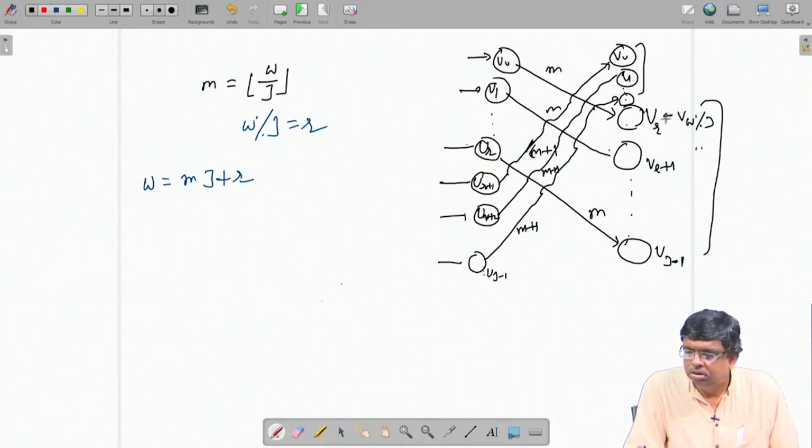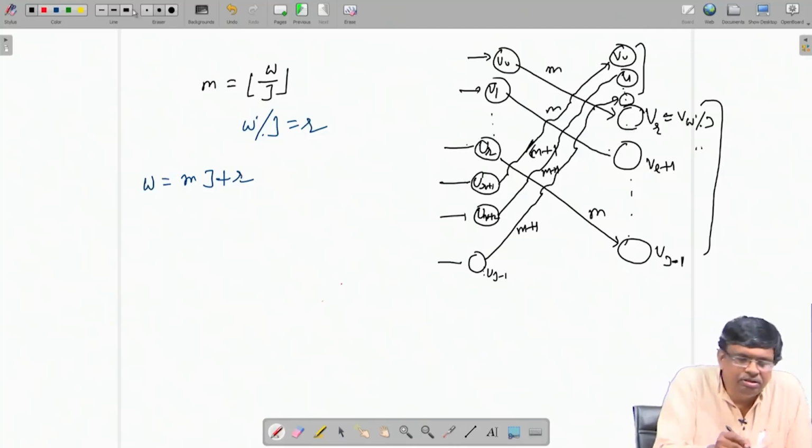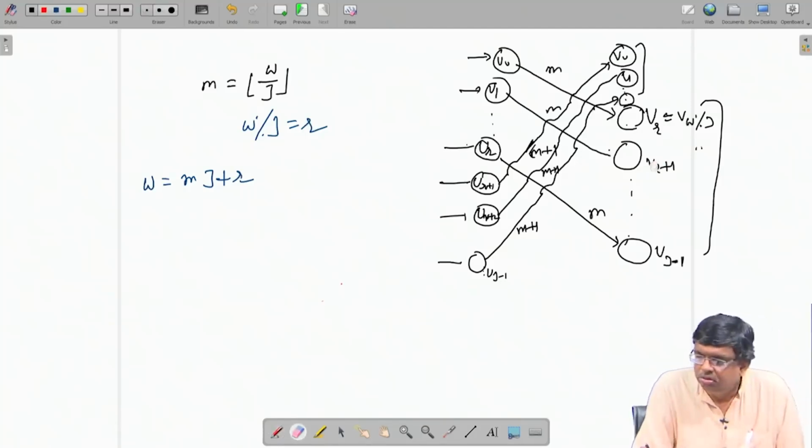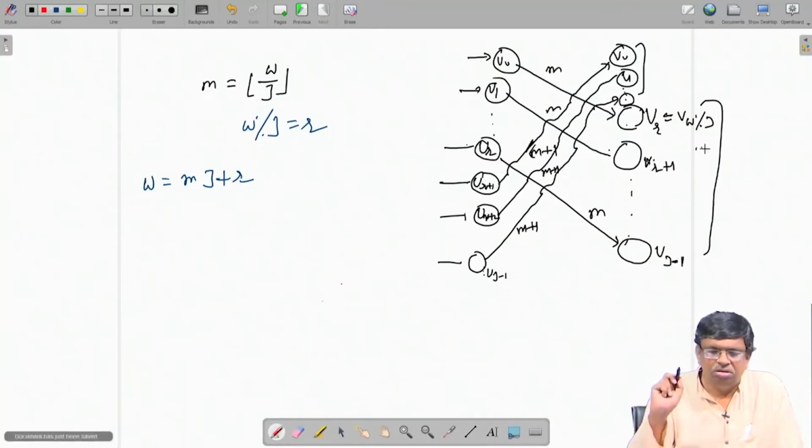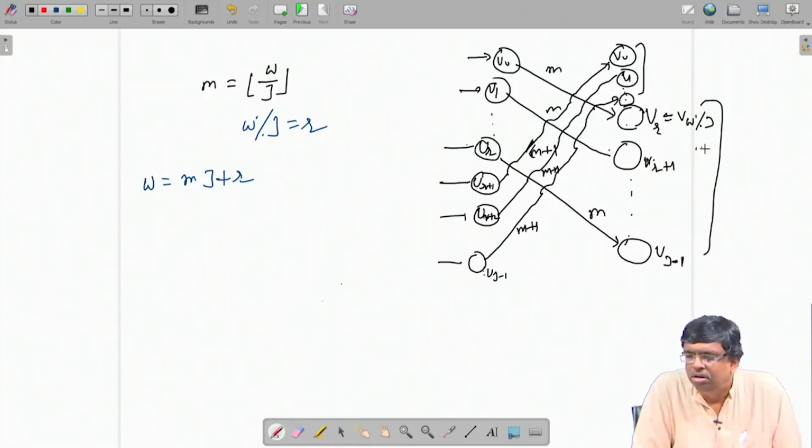There is V W percentage J. W percentage J is R, that is why it is VR. It should not be VL, because L is replaced by R. So, it will be VR plus 1 and dot dot dot dot. Just changing the notation, all right. So, I have got R as the remainder.